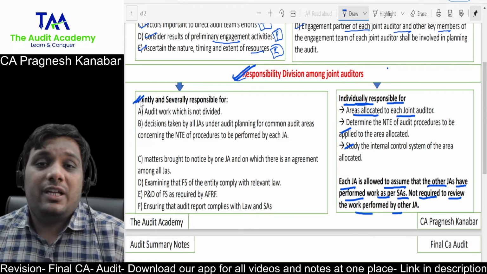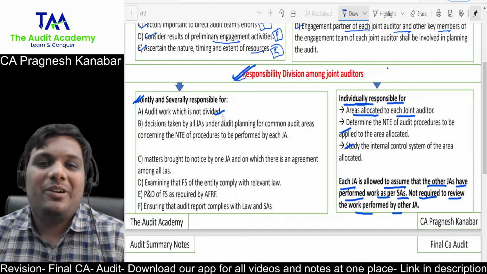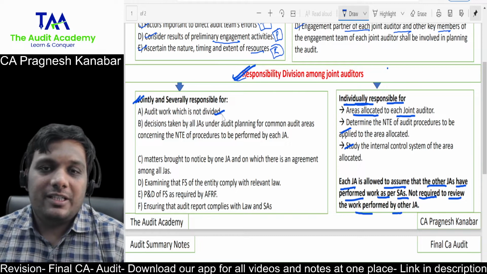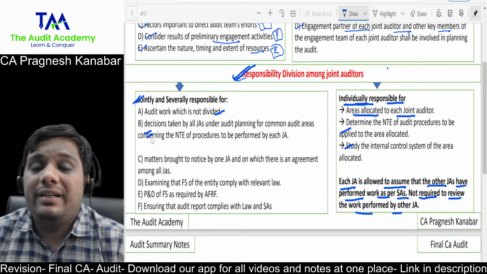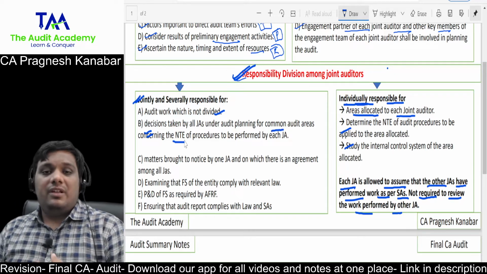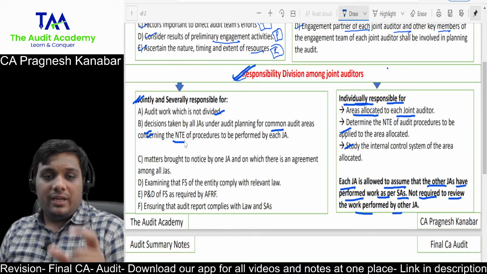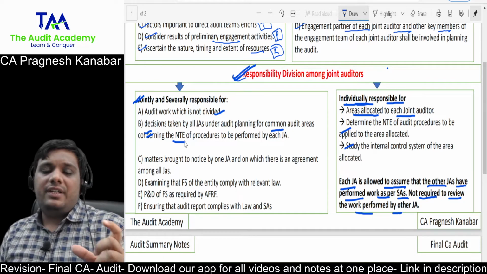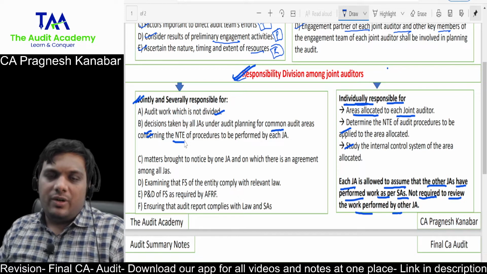For which areas are we jointly and severally responsible? I think the first point is very clear. For the work which is not divided, for the work which could not be divided, we are going to be jointly and severally responsible. Then for any decision which was jointly taken by us regarding some common audit areas, we will be jointly responsible. For example, if stock audit was a common audit area, then how to perform stock audit, what will be the checklist, and what will be the locations where our team will visit, these decisions would have been taken jointly by us, so we are going to be jointly responsible.